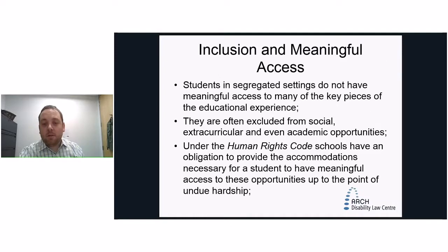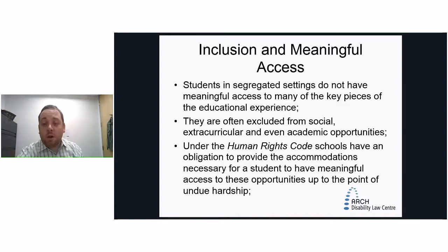Okay. So the question becomes, what does this mean for inclusion? How do you actually take all of this and turn it into an argument or use it for advocacy? As an example, and as I mentioned, inclusion can be fit into this legal framework. You start from the idea that students in segregated settings may not have access to certain valuable pieces of the educational experience, like socialization, certain academic opportunities, and extracurriculars.